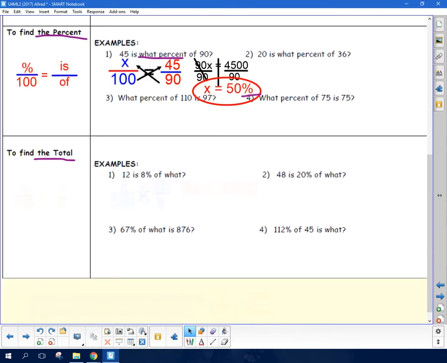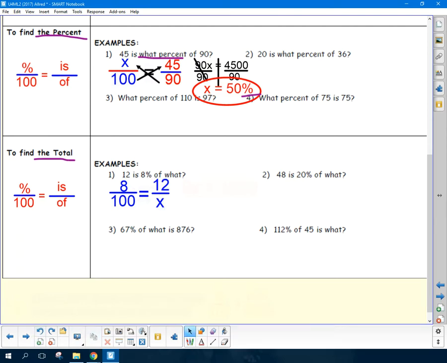The last kind of problem we might solve is one where we might try to find the total. Just like we have been doing, we can always solve these the same way with that proportion. It says 12 is 8%. I know percentages are out of what? 100. That's right. Percentages are out of 100. So set up a ratio that says 8 over 100. It says 12 is. That means 12 is the part. And it says of what. That says that what, or x, if you will, is the whole.